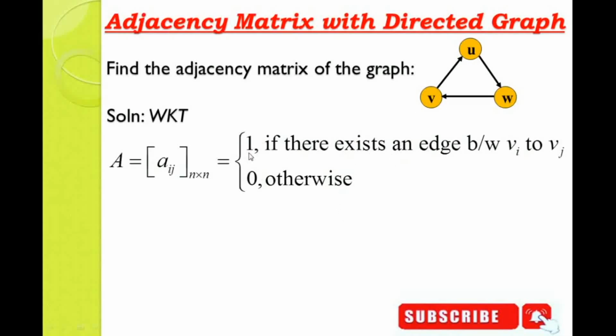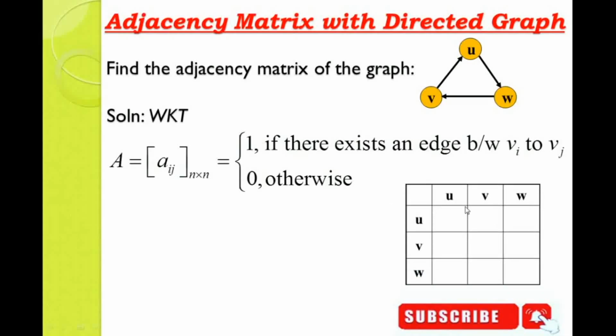When there is an edge from one vertex to another vertex, we assign the value 1, otherwise 0. So we consider 3 rows and 3 columns. Both rows and columns are vertices only: U, V, W and U, V, W. Okay, first one. You take the first vertex U, the second vertex also U.